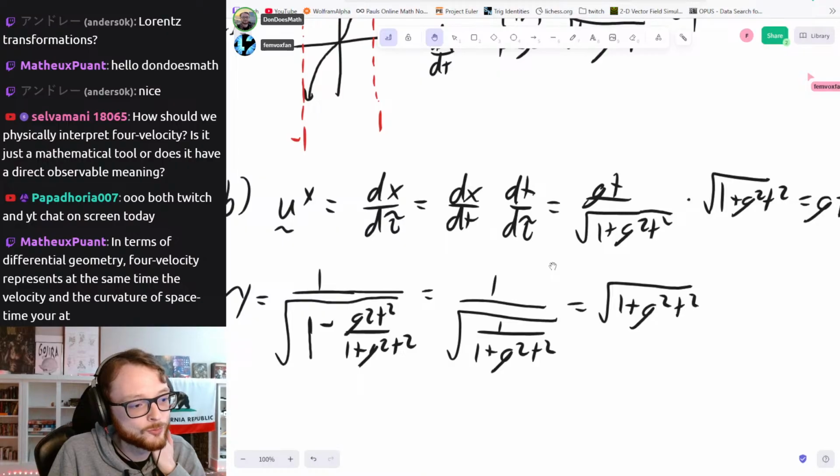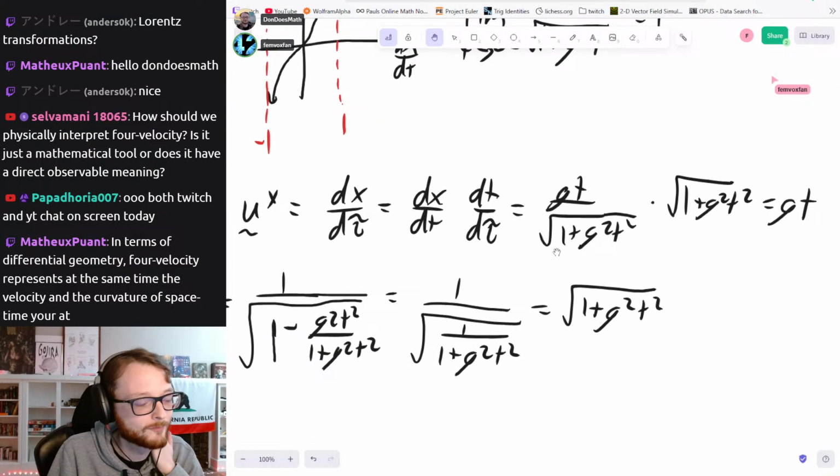Matthew says, in terms of differential geometry, 4 velocity represents at the same time the velocity and curvature of the space-time you're at. Nice. Okay.